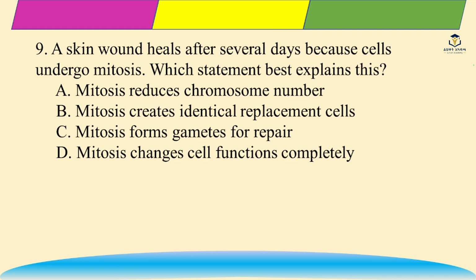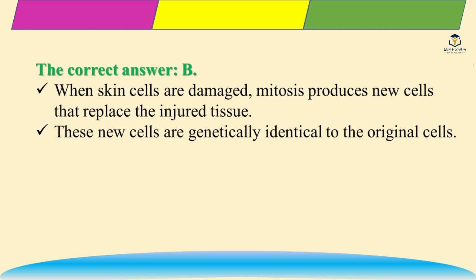Question 9. A skin wound heals after several days because cells undergo mitosis. Which statement best explains this? A. Mitosis reduces chromosome number. B. Mitosis creates identical replacement cells. C. Mitosis forms gametes for repair. D. Mitosis changes cell functions completely. The correct answer is B. Mitosis creates identical replacement cells. When skin cells are damaged, mitosis produces new cells that replace the injured tissue. These new cells are genetically identical to the original cells.